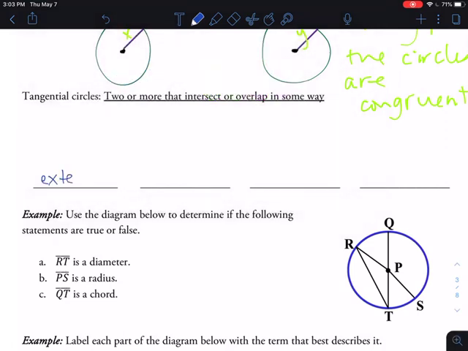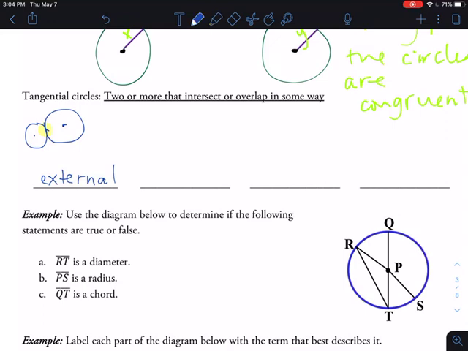Okay, and that means that we have one circle that's more of an oval. Let's try that again. There we go. That's better. Okay, one circle with its center, and then we have another circle, and they just overlap in that one spot, okay? So it's called an external tangential circle pair because they overlap on the outside. Remember that tangential means that they just touch at one spot, right?